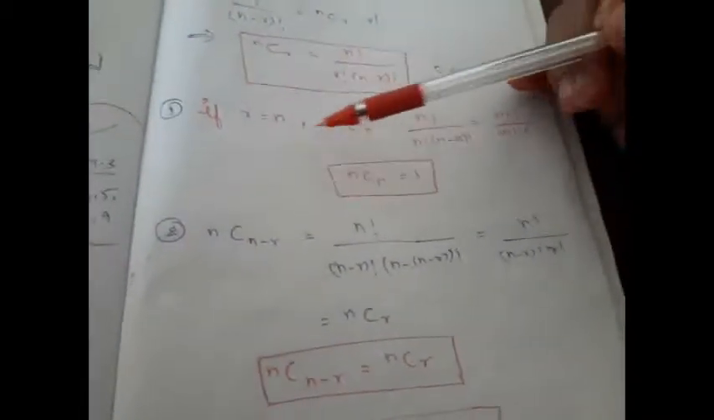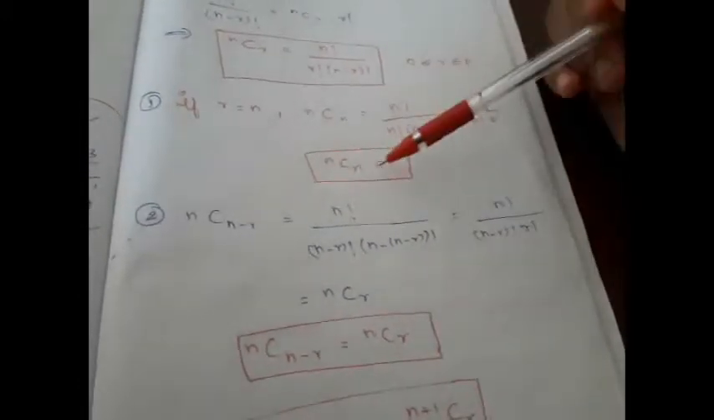And we have derived a few other special cases in the combination. If r equals n, then what will happen? nCn is going to be 1. It is just a simple application of the values in the formula. If you are going to take all the n objects at a time, then nCn is going to be 1.